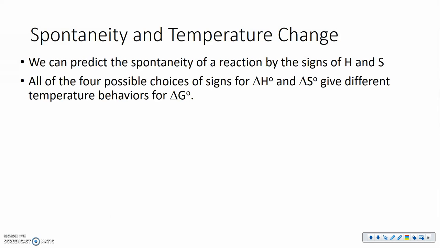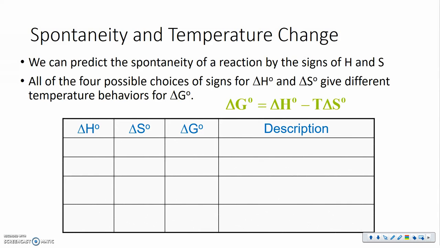So we can determine whether or not we think a reaction is going to be spontaneous. We can predict it basically just by looking at what signs your enthalpy and entropy are. There are 4 possible combinations of entropy and enthalpy signs that would give whether your Gibbs free energy is positive or negative, which would then help us determine if it's spontaneous or not. If enthalpy is a positive number and entropy is a negative number, then no matter what your temperature is, your Gibbs free energy is going to be positive, which means that this reaction is always going to be non-spontaneous.